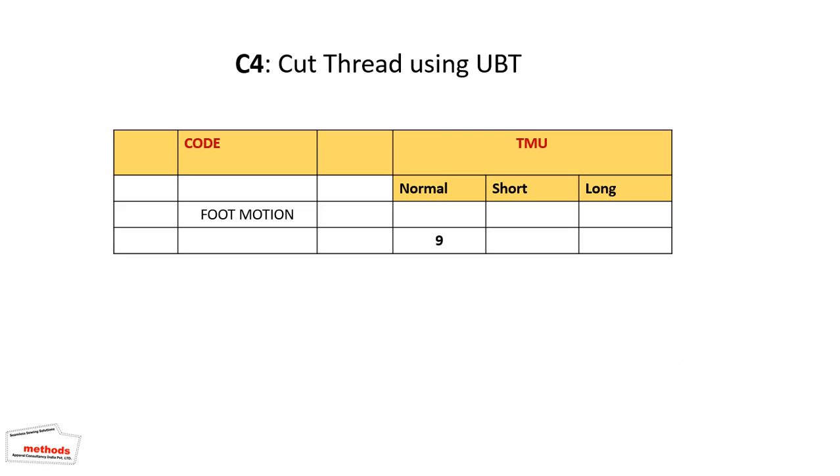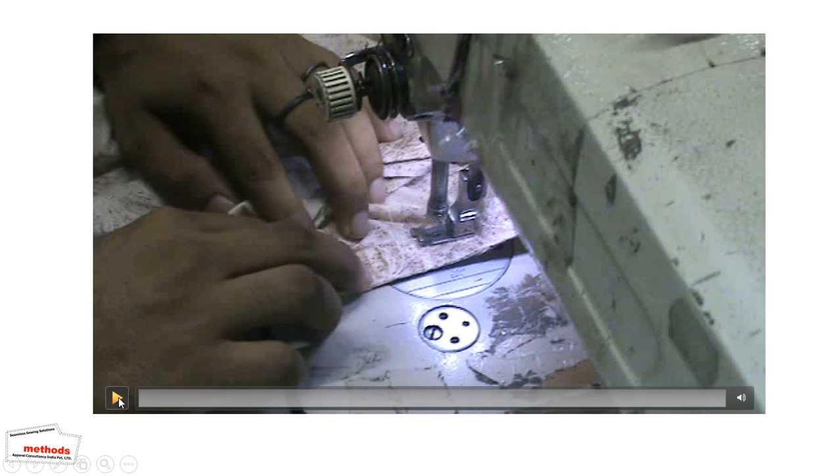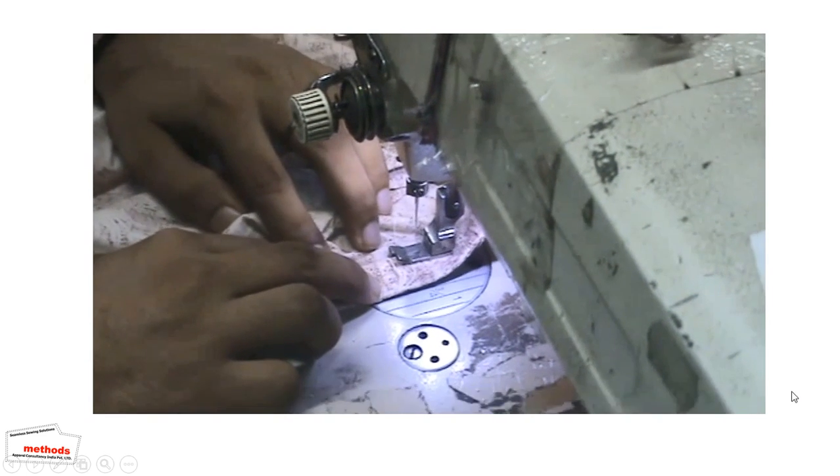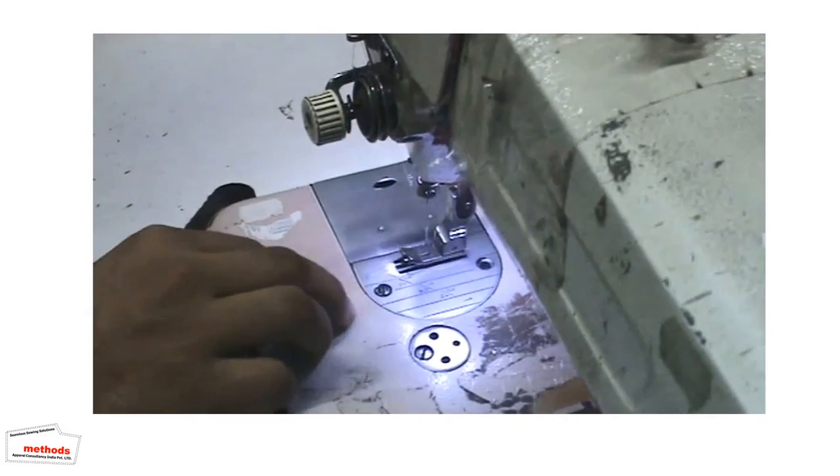The next code is C4 and C4 is for cutting thread using a UBT or underbed trimmer. So now this motion only involves a single foot motion of pressing treadle in the backward position and the thread is automatically cut. So if you see in the video, the foot motion is not shown, but then the cut part is. Let us see this again. The thread is cut in an instant.